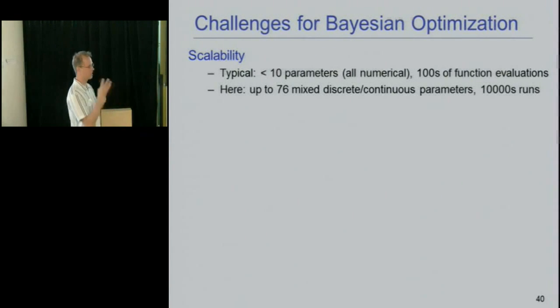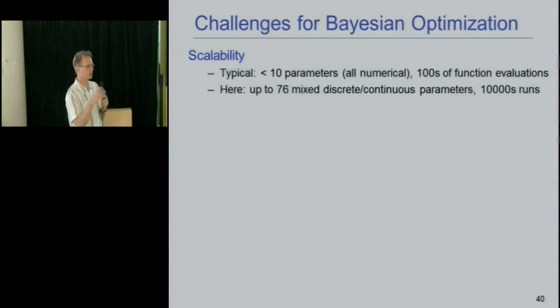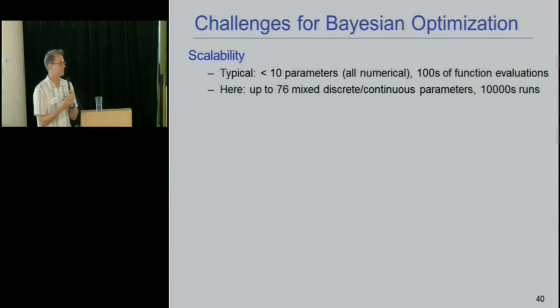One challenge is, typically these Bayesian optimization methods work for very few numerical parameters, less than 10. And they only do maybe 100 function evaluations or so. For algorithm configuration, we have up to 76 parameters, both discrete and continuous, and we do 10,000s of runs maybe. And so the models really need to scale.